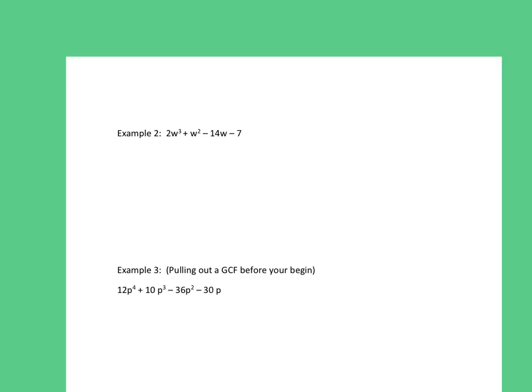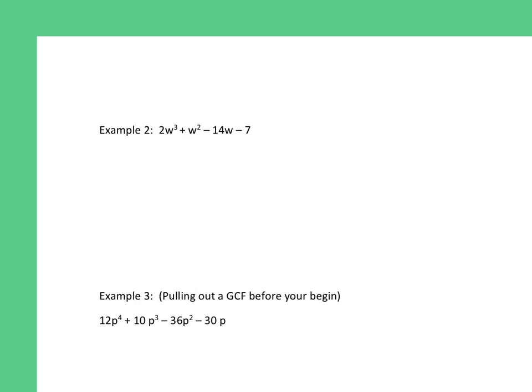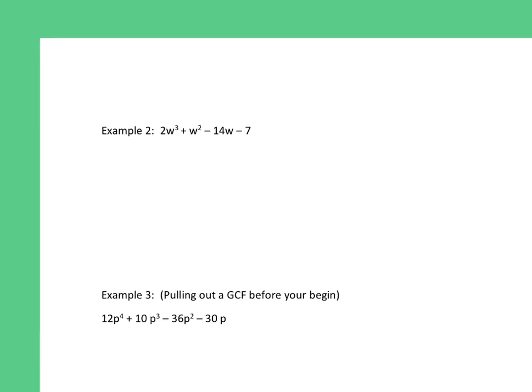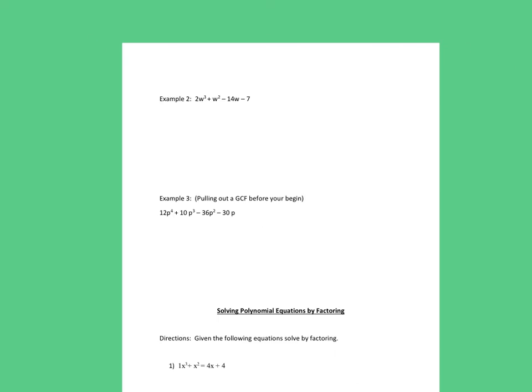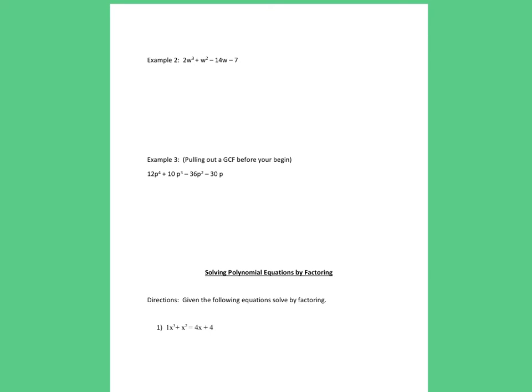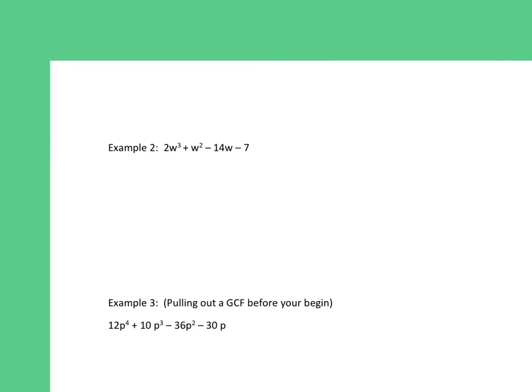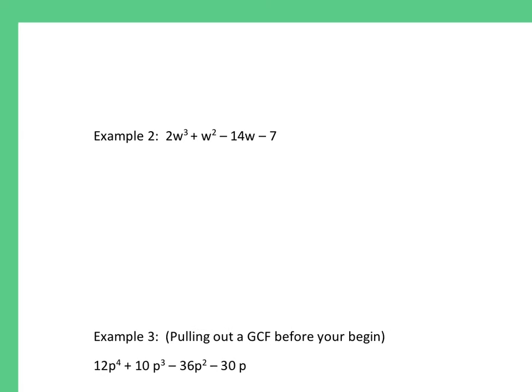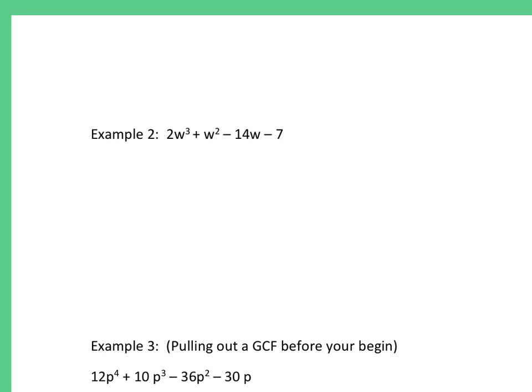All right. I want you to go ahead and try example 2. You can do it. All right. So, first things first, we've got to group them up. Okay, what's going to be in my first set of parentheses? 2w to the third plus w squared, good. Plus sign, and then what's in my next set?